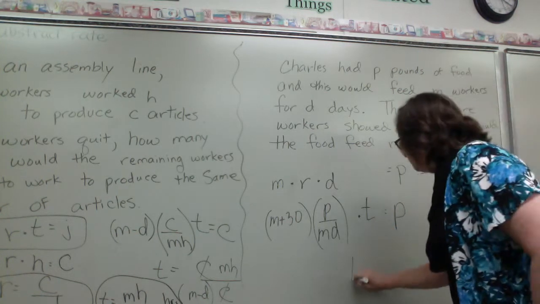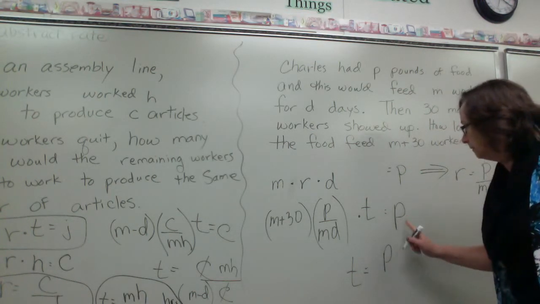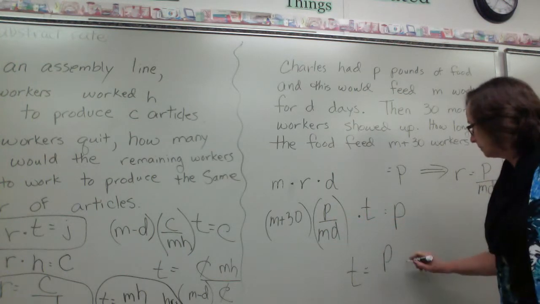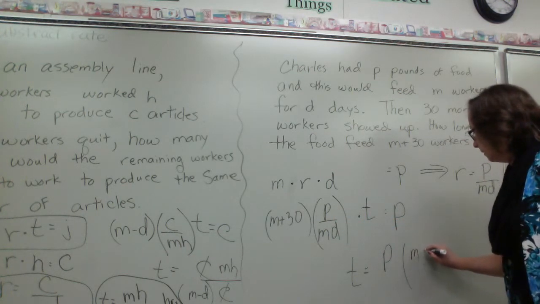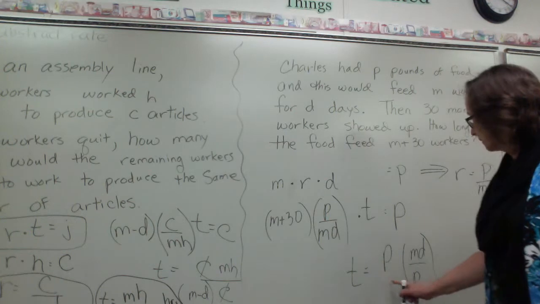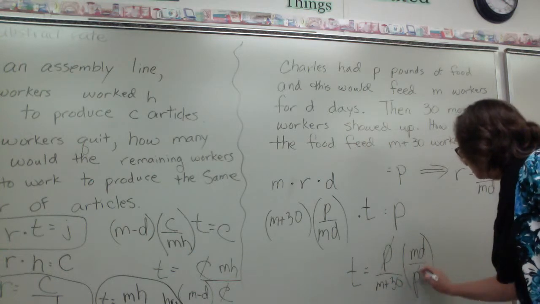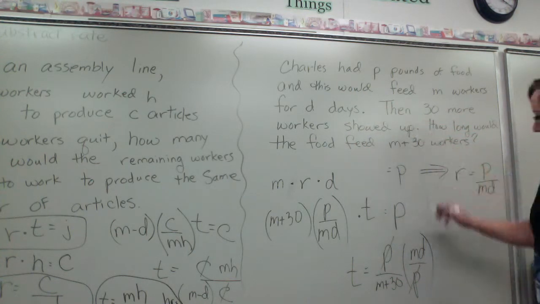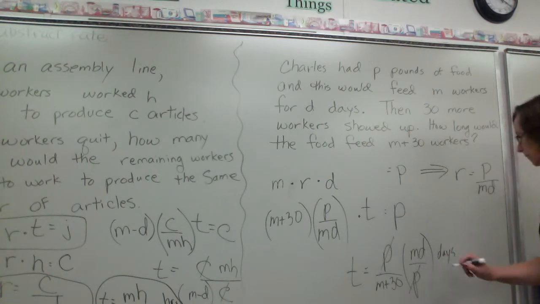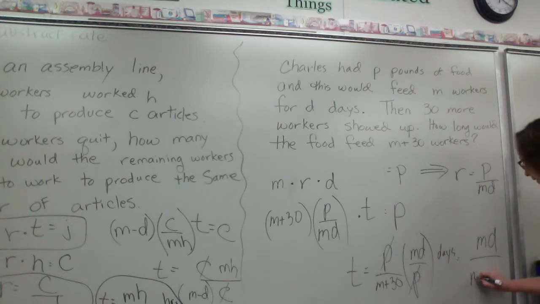So now, in order to get to the time, I'm going to have the P on the top here. I'm going to flip this and multiply on both sides. So when I do that, I'm going to get an MD over P, and then this M plus 30 is going to come down to the bottom. My P's are going to cancel. And I'm looking for time in days, so this is the number of days. So the answer would be T is equal to MD over M plus 30 days. Aren't those fun?